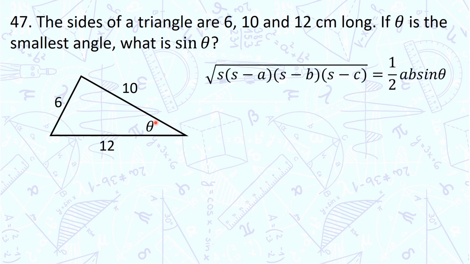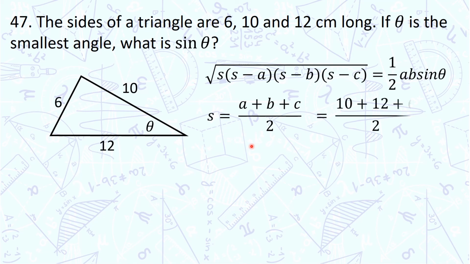So let us equate the two areas since we're treating the same triangle. That will be the square root of s times s minus a times s minus b times s minus c. That's the Heron's area formula for triangle, where S is the semi-perimeter of the triangle, equals 1/2 AB sine theta, where AB are the two sides of the triangle and theta is the included angle. S is the semi-perimeter, so we can get S as 6 plus 10 plus 12 over 2, that is 14.